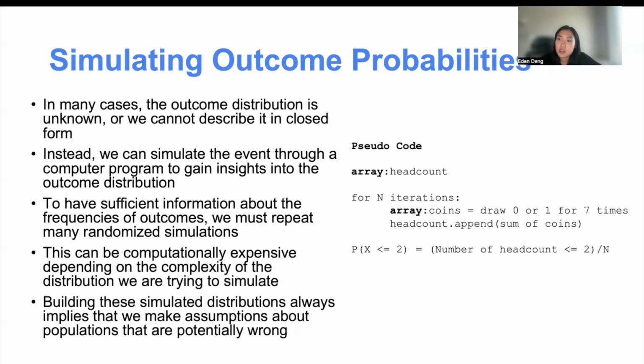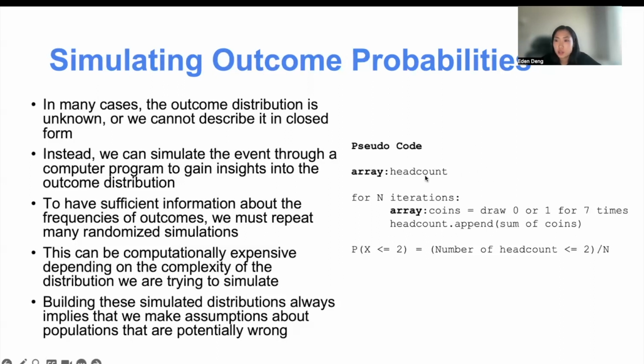So in those cases, a very useful alternative is to instead computationally simulate the event that we're studying to try and gain some insights into the outcome distribution. So the main advantage of this is that you don't need to have any prior knowledge about the outcome distribution, but in order to capture it sufficiently, it will require many repeated simulations, and especially if we're trying to capture a pretty complex distribution, this can get computationally expensive. So that's one limitation of this approach that you might want to consider.